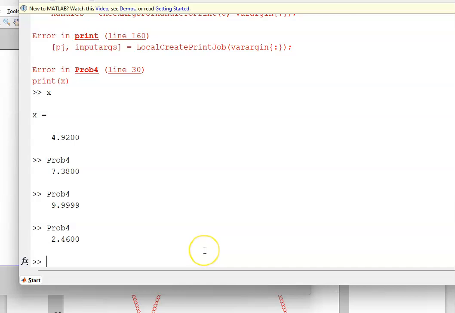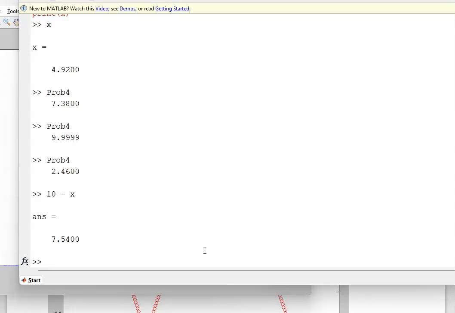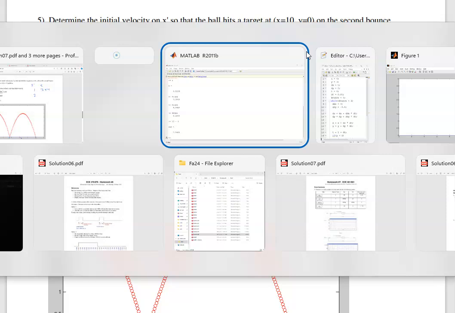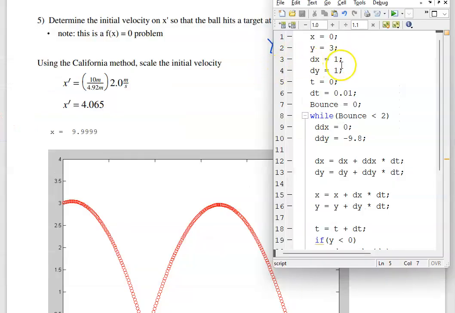So 1 gave you 2.46, or the error, 10 minus x, was 7.54. So there's my first guess. Here's x, here's the error. 1 had an error of 7.54. Let's try x equals 2. It's actually x prime. X prime is 2.